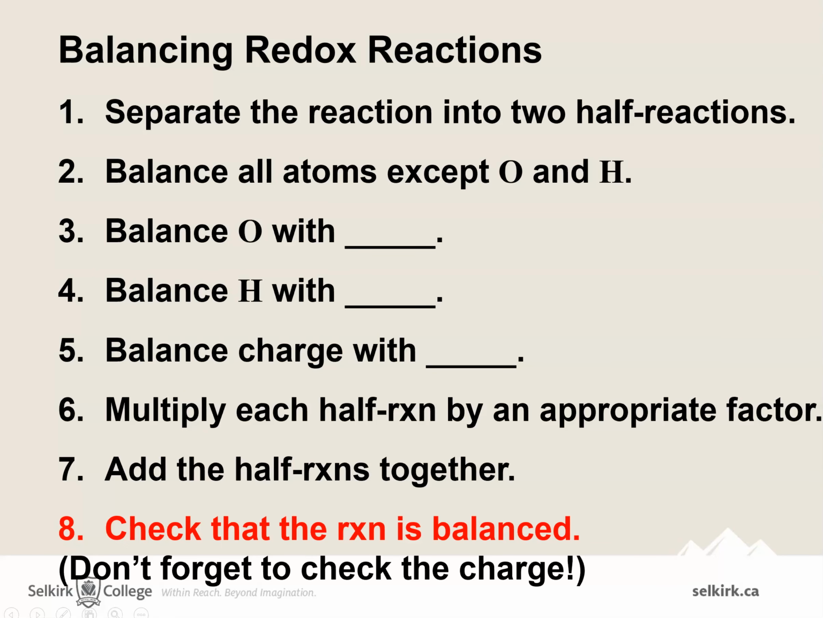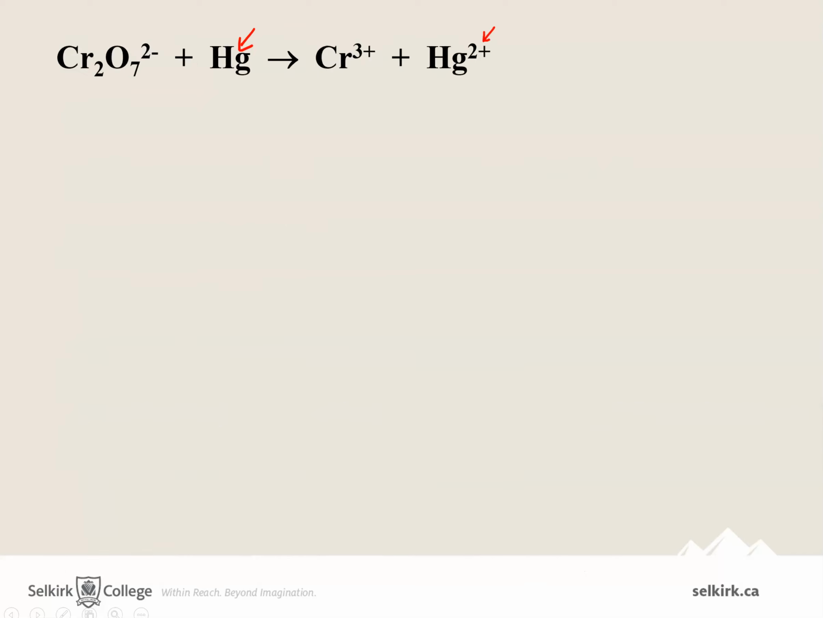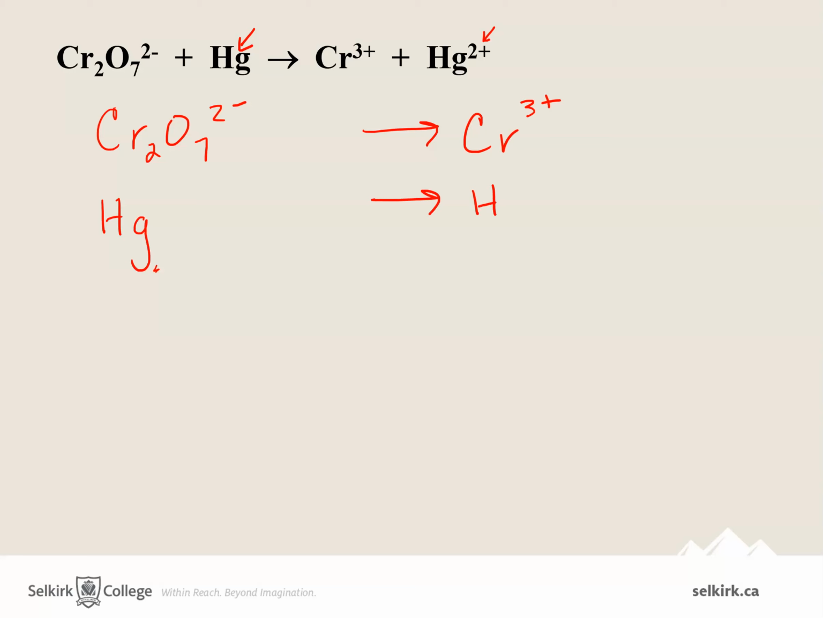I'm going to separate the reaction in two half reactions. And how I'm going to do that is put all the chromium containing species in one equation, and all the mercury containing species in another half reaction. All right, that's step number 1.